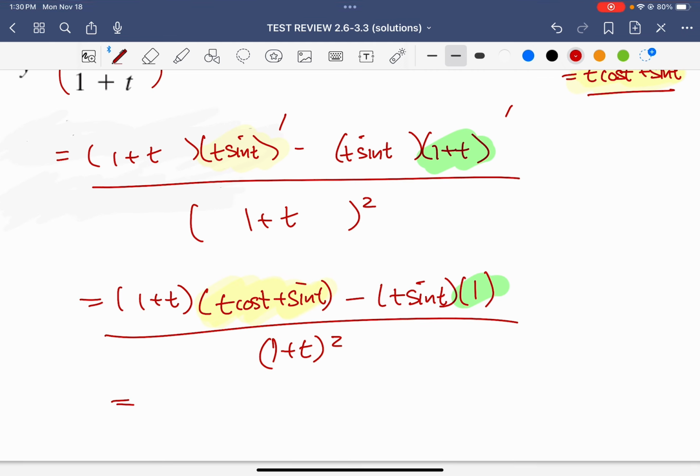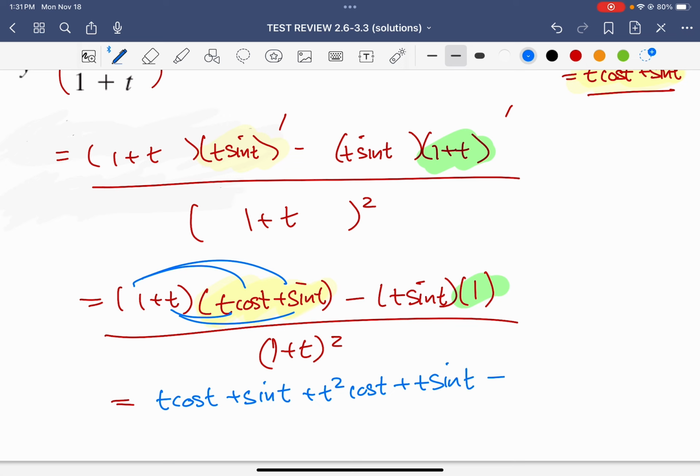So that gives me, if you allow me to distribute, 1 hits this and gives me t cosine t plus sine t. T hits both of these and gives me t squared cosine t plus t sine t. And we have a minus t sine t. So these cancel out beautifully. It's all over 1 plus t squared.